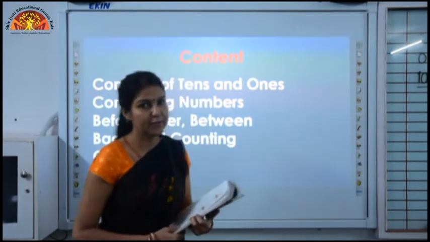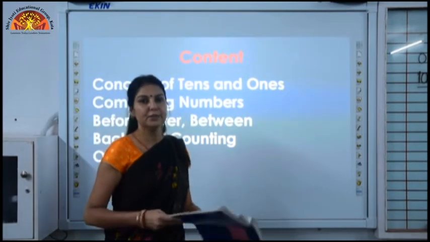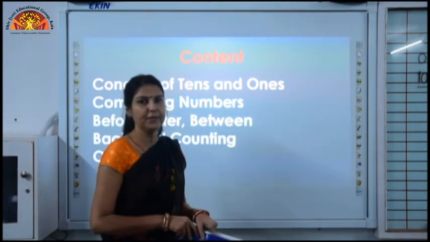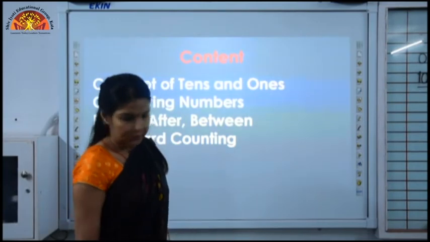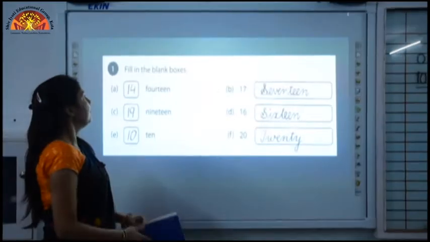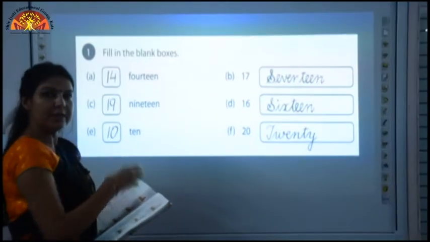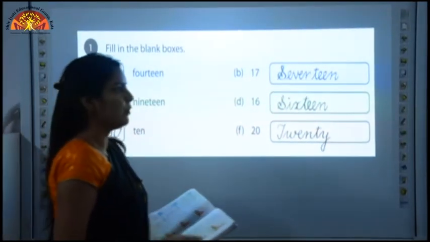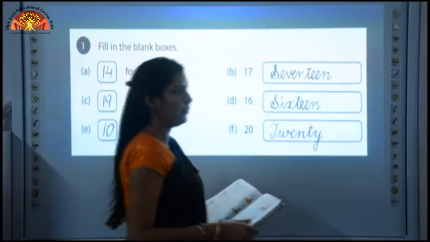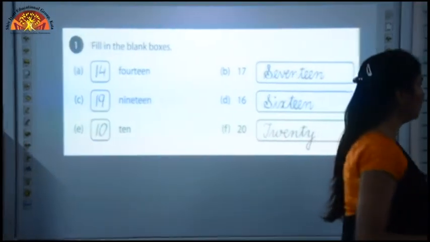Question number 1 we will see in this chapter. Page number 75. Look here at the question: fill in the blank boxes. Children, blank boxes are given here. You have to fill these boxes. Now let's move on to the board. We will see this question on the board.